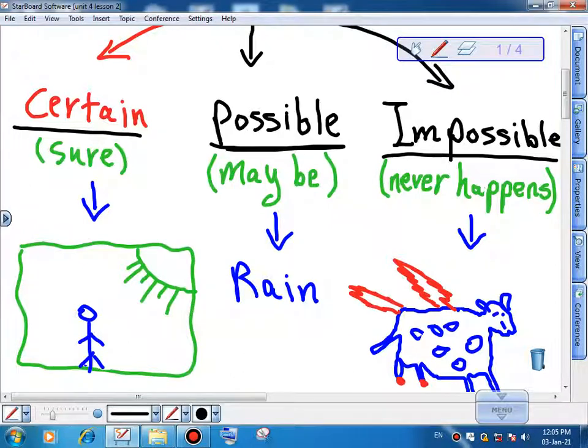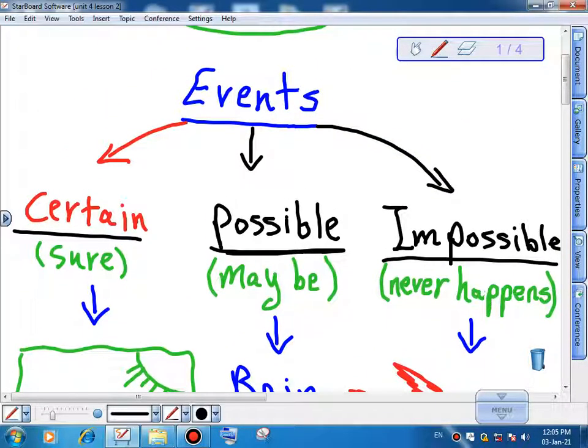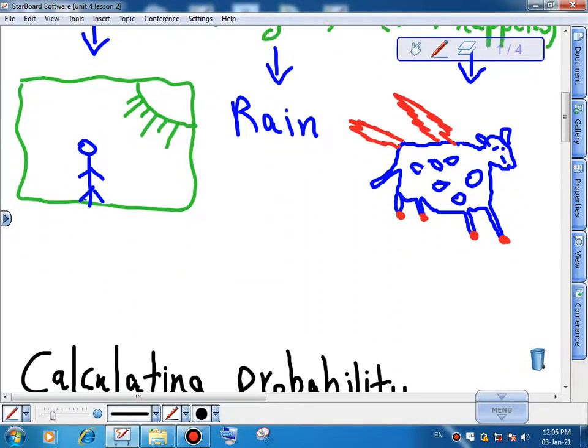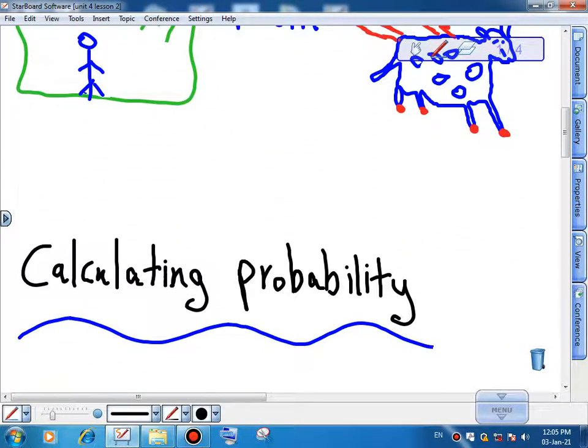So I have only three types of events. First one, certain, that I'm sure for this event. Second one, impossible, it will never happen. And the third one, possible. Maybe yes, maybe no. Okay? So, the next one, calculating the probability.